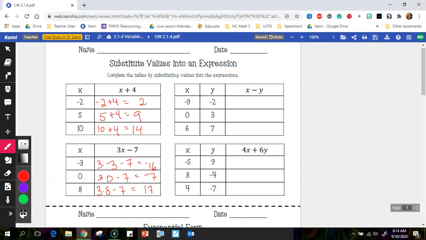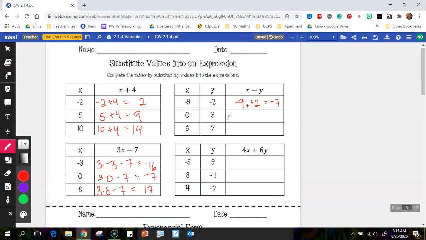Okay, so then we have two variables up here. So we're going to plug in x for x and y for y. That's going to be -9 minus -2. So that's -11. Sorry, I'm wrong. I didn't change this. It should be plus positive. I'm tired this morning. That's going to be -7.